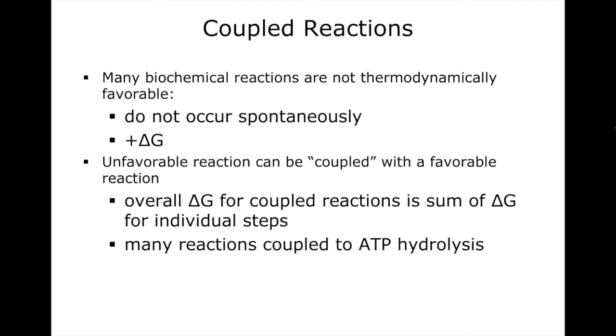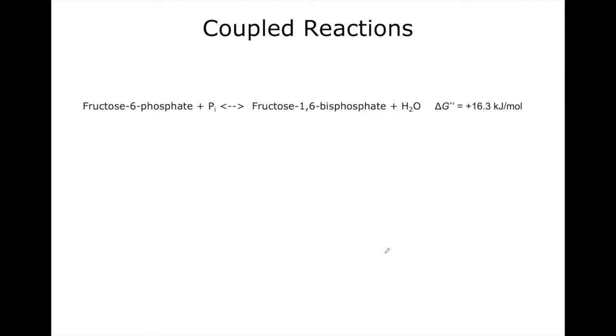Under those circumstances, the overall delta G for the coupled reaction is the sum of the delta G values for the individual steps. Now, of course, we know that ATP is the energy currency that's used, and it's often used to couple unfavorable reactions because it has a very negative delta G value when it's hydrolyzed. So let's look at an example to help us illustrate this.